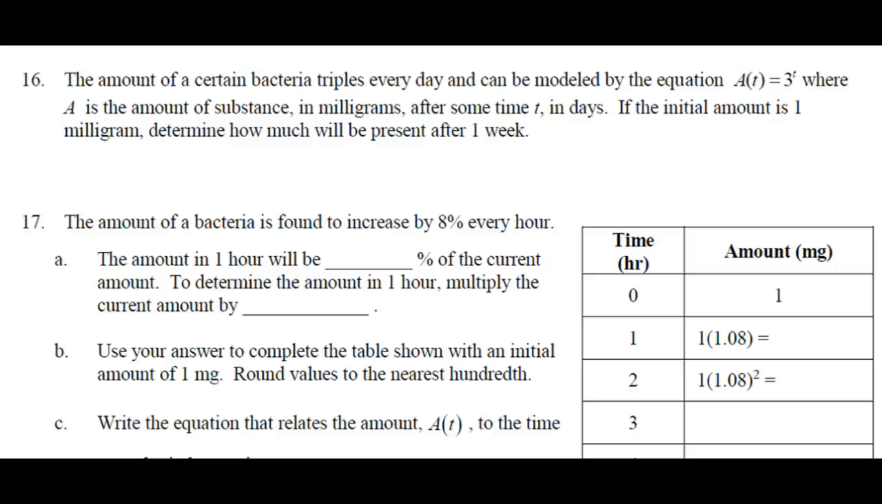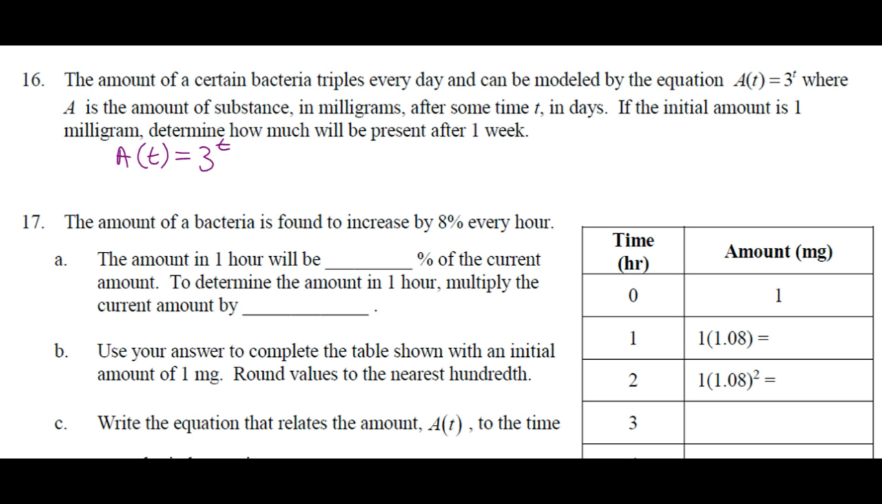The amount of a certain bacteria triples every day and can be modeled by the equation A of t is equal to 3 to the t, where A is the amount of the substance in milligrams after some time t in days. If the initial amount is 1 milligram, determine how much will be present after 1 week. So, what are we going to do? A of what? So, how many days is 1 week?